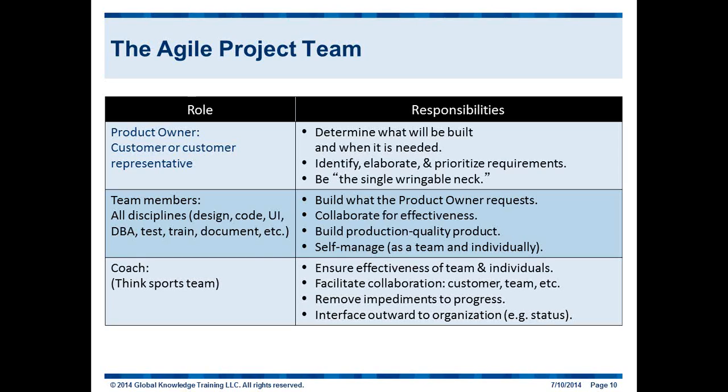So the product owner, again, is responsible for what gets built, coming up with a vision, communicating the vision, and representing the needs of the customer to the business, what the customer needs. We also call the product owner the single ringable neck, because it's the product owner that's accountable to the organization for making sure that the right thing gets built and that the product owner is making the right choices, making sure that the right features get into that product and that the product is delivered on time and on budget.